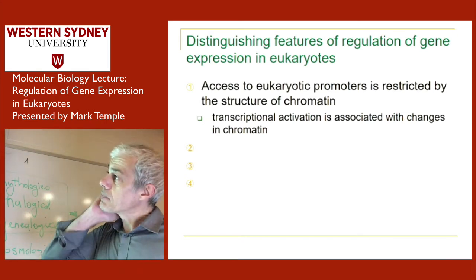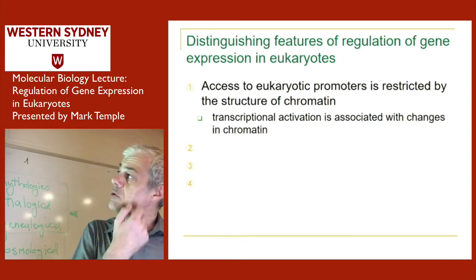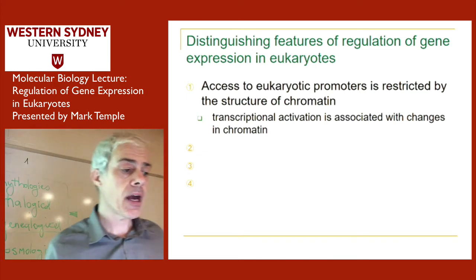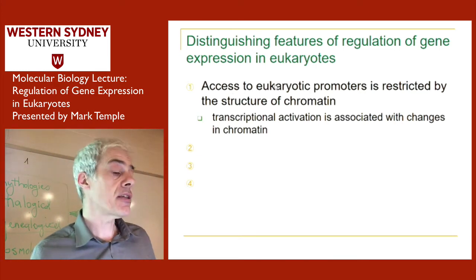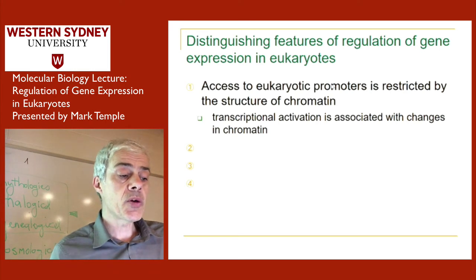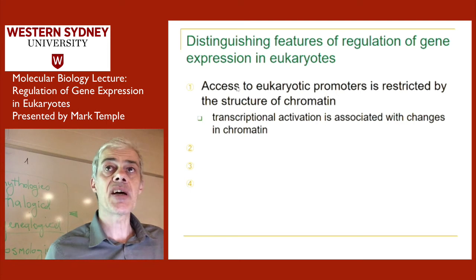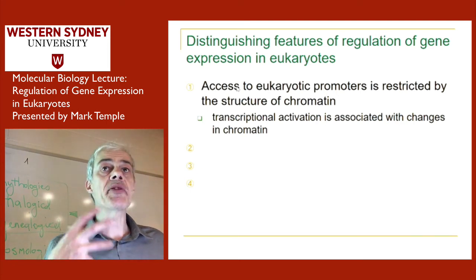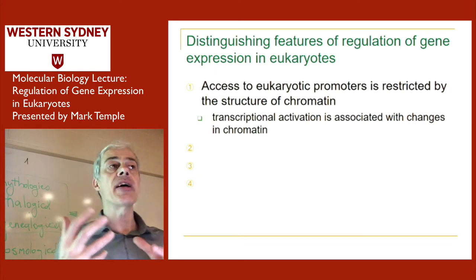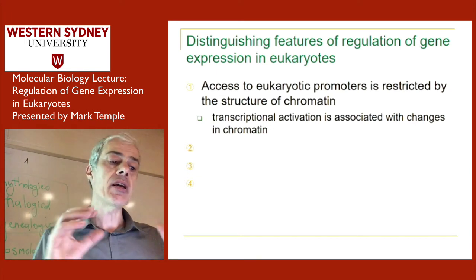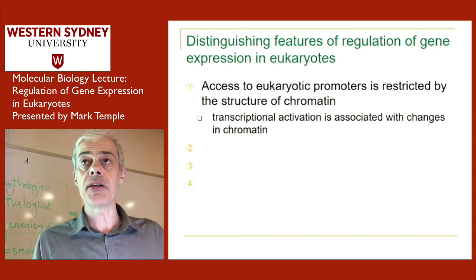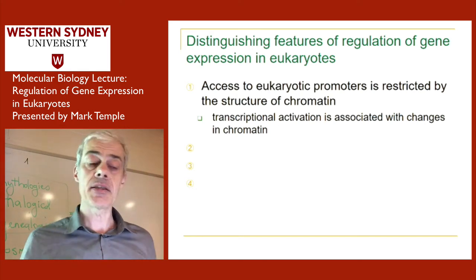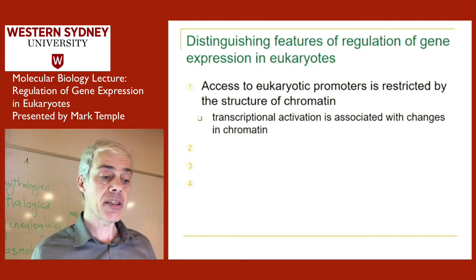Okay, so some distinguishing features of gene regulation. The first one, as I've just been talking about, is that access to the promoter is restricted by chromatin. What does that mean? Access by what? Transcription activators, the polymerase and all of the basal transcription machinery. They don't have particularly good access to the promoter regions of the genes, unless the chromatin is accessible.